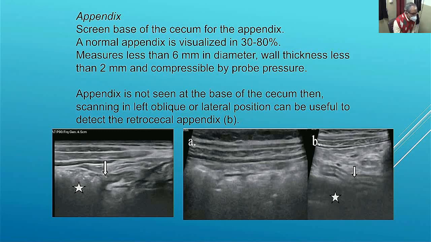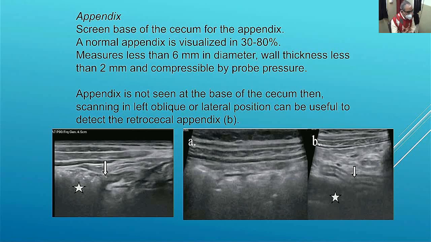So this is the normal appendix coming from the cecum. If the appendix is not seen at this place, you can change the patient's position, go downwards and try to see the retrocecal appendix. There are many studies that advocate this technique for visualization.